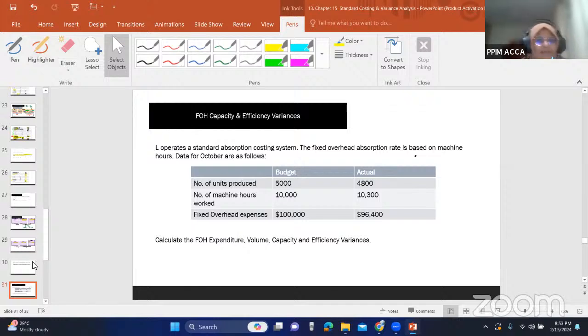Okay, so it says here, L operates a standard absorption costing system. The fixed overhead absorption rate is based on machine hours. Data for October are as follows. Number of units produced, budget and actual. Number of machine hours worked is given. Fixed overheads, budget and actuals are given. Calculate fixed overhead expenditure, volume, capacity, efficiency. So everything to do with the fixed overheads.